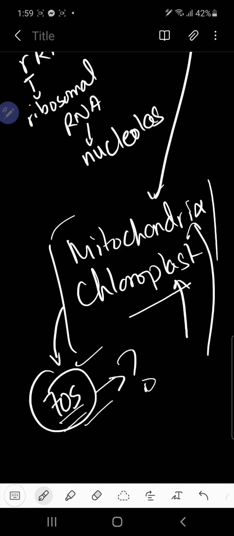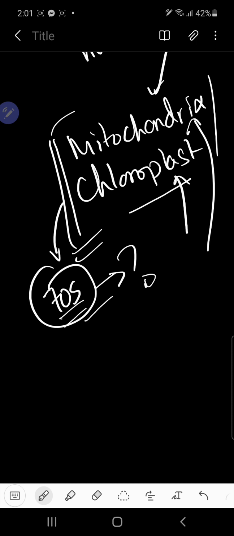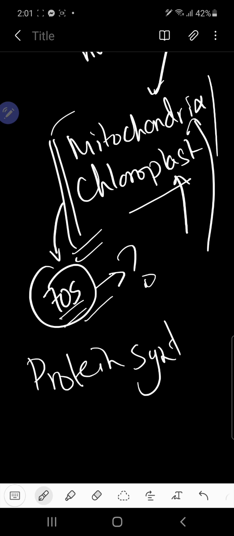That's not directly part of the syllabus, but they do ask in certain questions that these two have 70S ribosomes, so we kind of have to know this. Okay, back to ribosomes. They are involved in protein synthesis, as I've already mentioned.